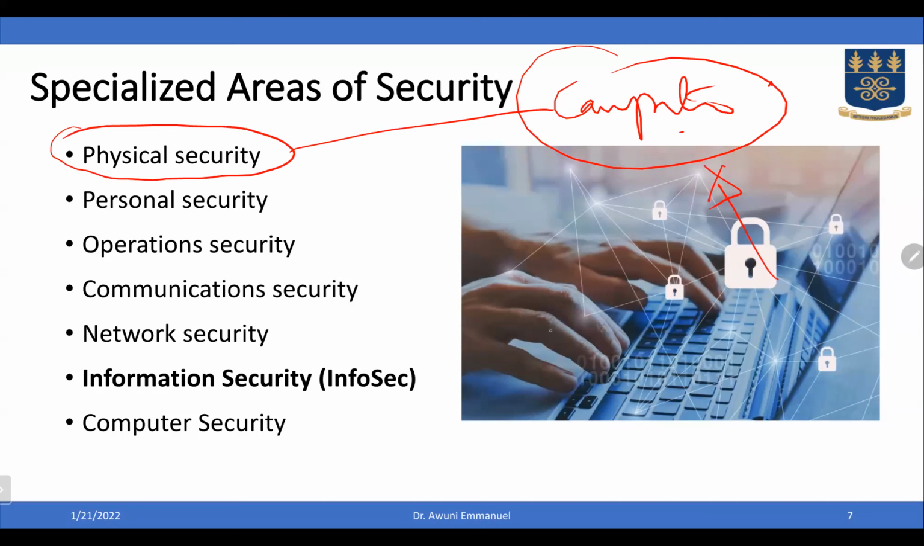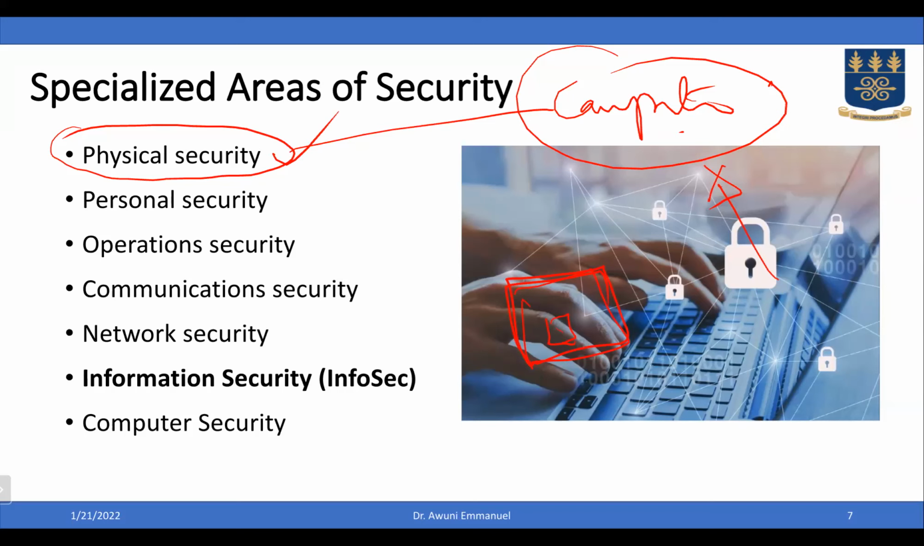You have just a single laptop, and you can see a whole lot of buildings protecting the computer. And nowadays, yes, you need to also protect our physical devices, especially if we go to the banks. Our server has to be protected. And this is one specialized area you can also look at. Then we have personal security.